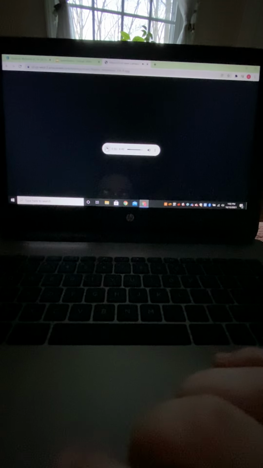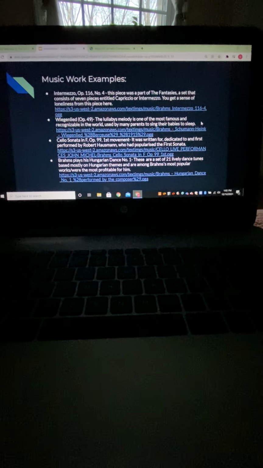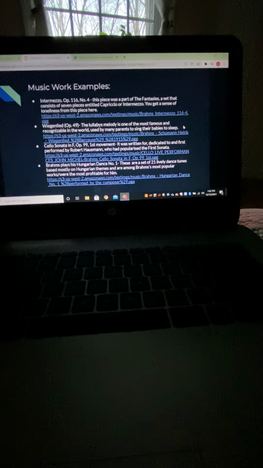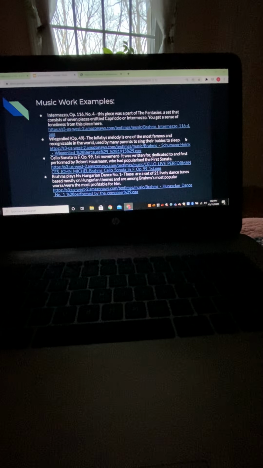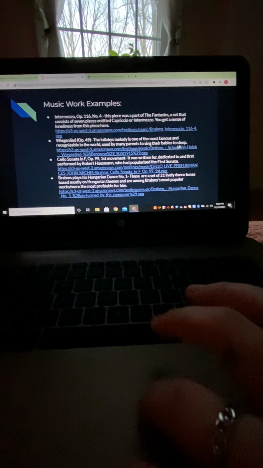So I thought that was a really nice piece. The second one that I chose was Wiegenlied. I think that's how you say it. This is a lullaby melody, and it's one of the most famous and recognizable in the world, used by many parents to sing their babies to sleep. I'm sure once I play this, you will know what I'm talking about.